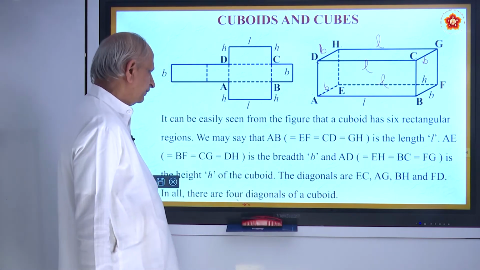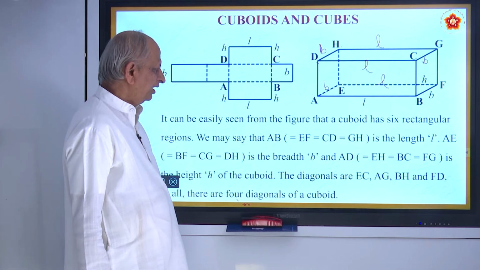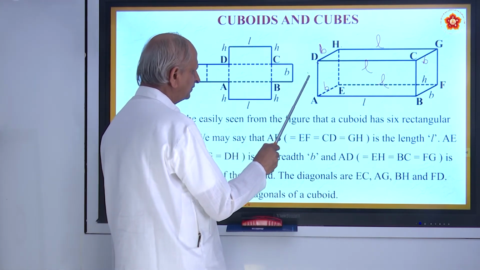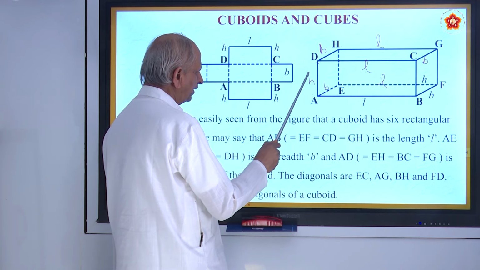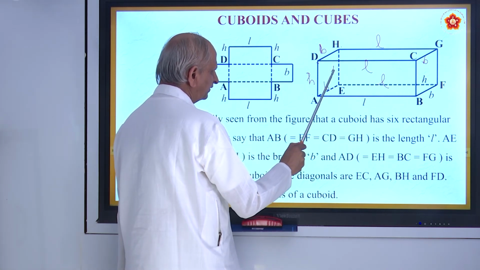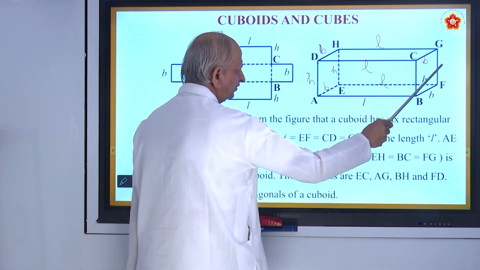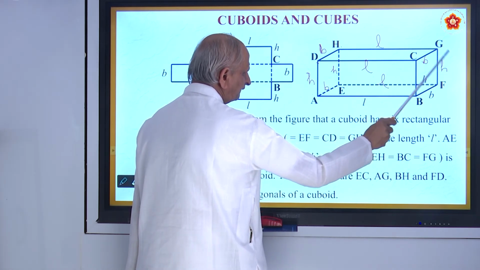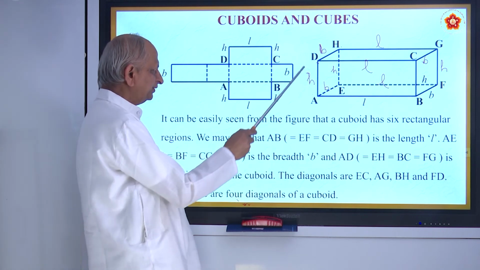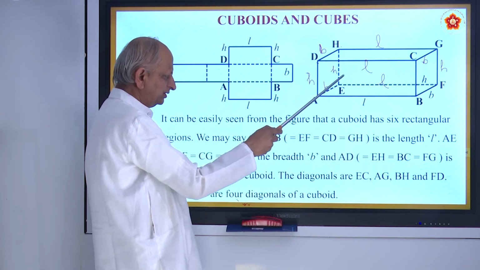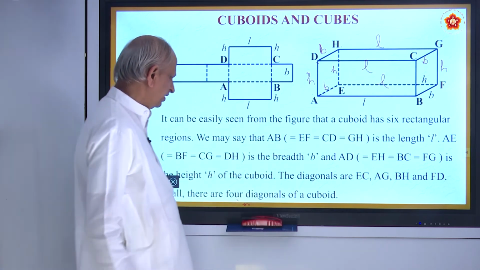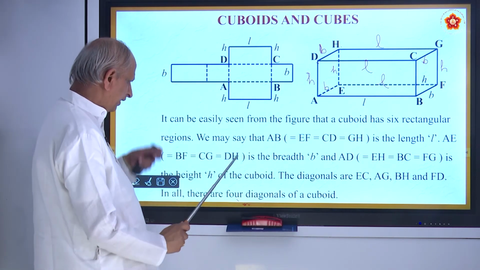Followed. Then AD is called height. AD, this is height. And this also is height. This also is height. This also is height. All these are called heights, right? So AD, then EH, then BC, then FG. All these are called height of the cuboid.